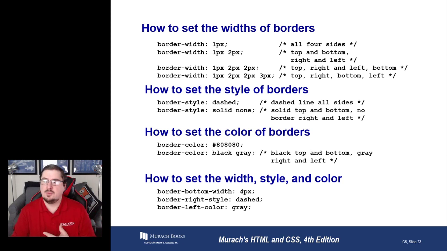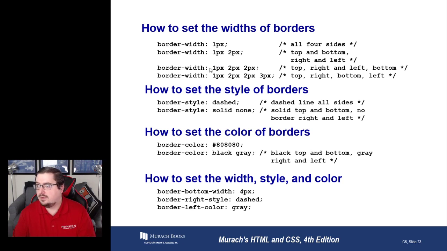I've got a few other ways I can set that. So I could say border width. If I just specify one value, the border width on all 4 sides is 1 pixel. Similar to how we did it with the margin and the padding, that's the same way it falls here. So if there are 2 values, the first one is the vertical. The second one is the horizontal, the left and right.